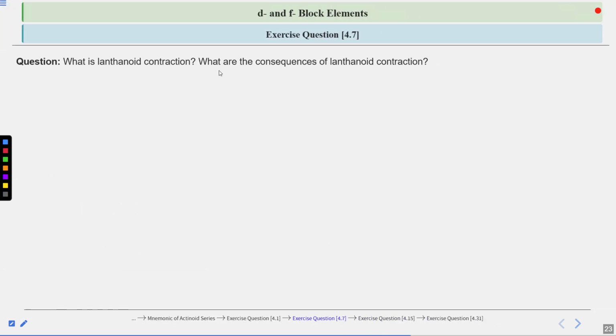Okay, let's solve another exercise question, that is 4.7. What is lanthanoid contraction and what are the consequences of lanthanoid contraction? So you have to tell about the lanthanoid contraction in this question. Remember, when we studied about the lanthanoid series, we talked about this. So you have to answer this question on that concept basis. You got some time, try to solve this and then we will see the answer.